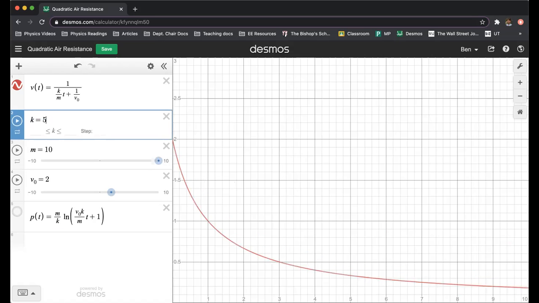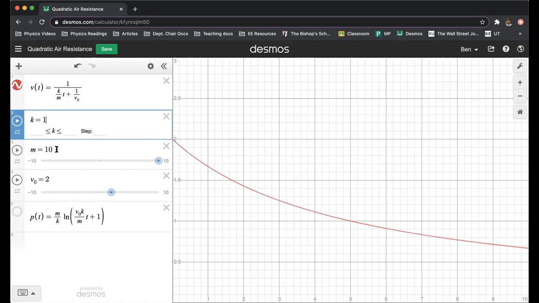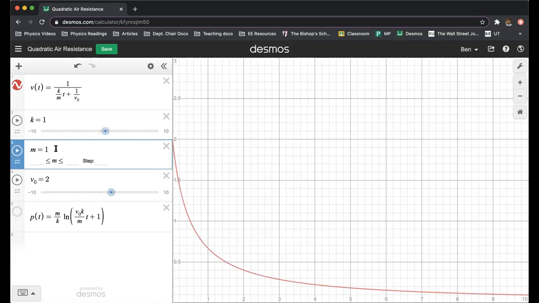And really it's about this ratio of K to M, right? So if I have K as 10 and M as 10, that's the same as if I had K as 1 and M as 1. I get the exact same curve because it's a ratio of K to M here, which is kind of interesting. So it says that the drag constant and the mass are doing the same thing, but opposite in a way, if that makes sense.